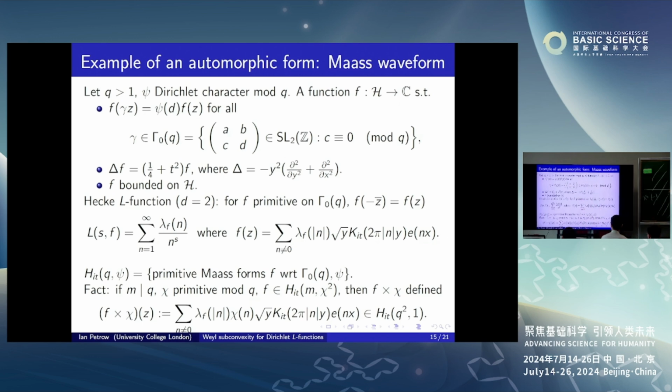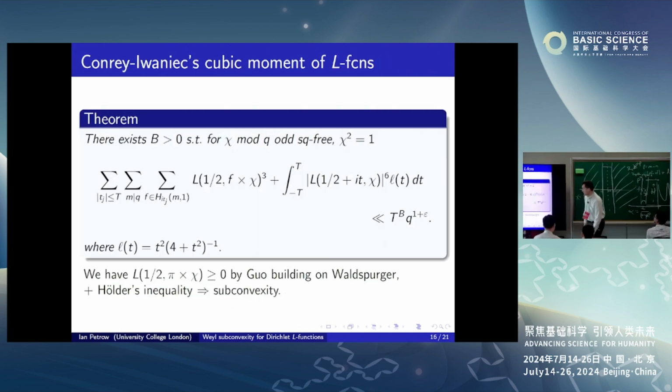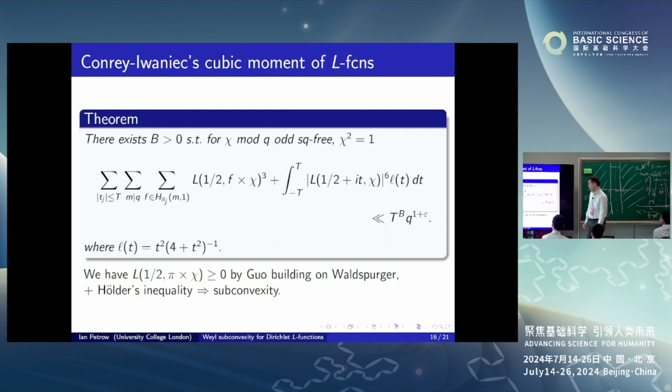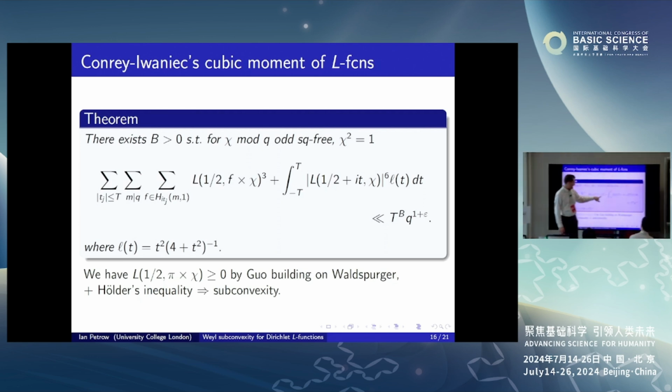Okay, so that's just all background to understand Conrey and Iwaniec's theorem. What they really prove uses the method of moments. Here they're doing a cubic moment. Because chi is quadratic, this modular form has trivial central character, since 1 times chi squared is 1. And it has conductor q squared.